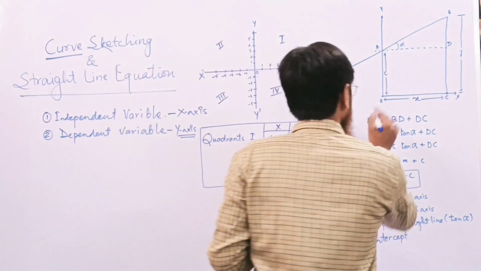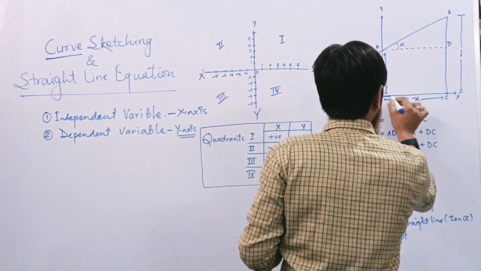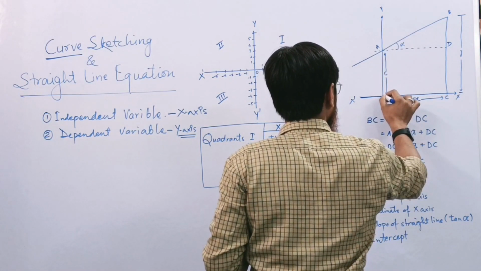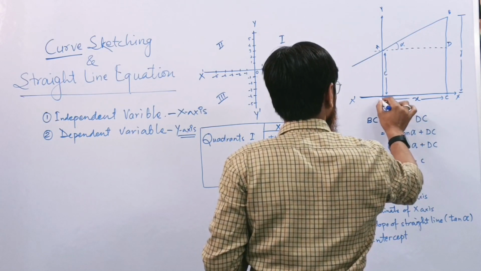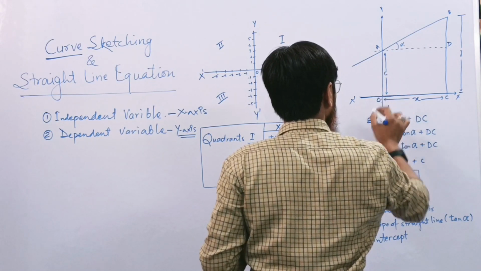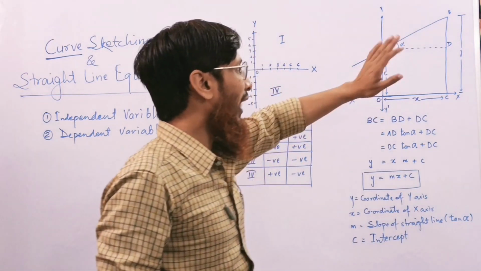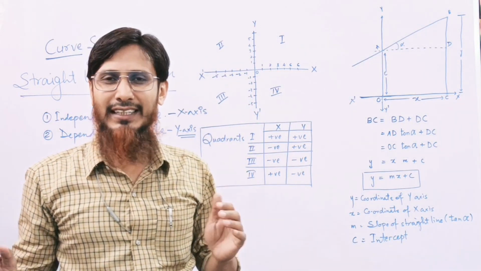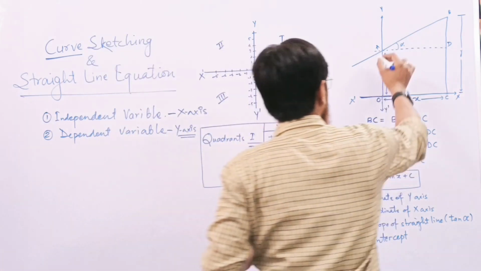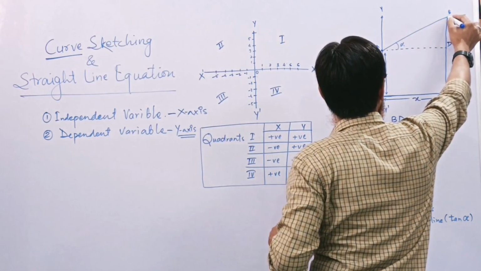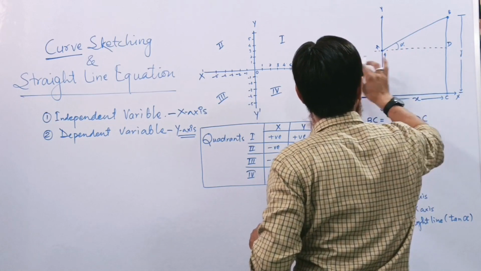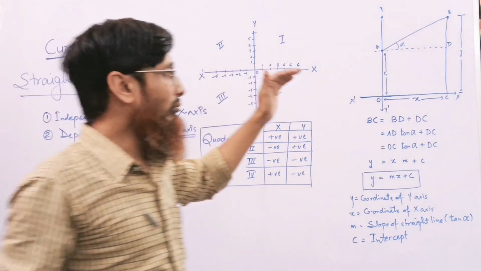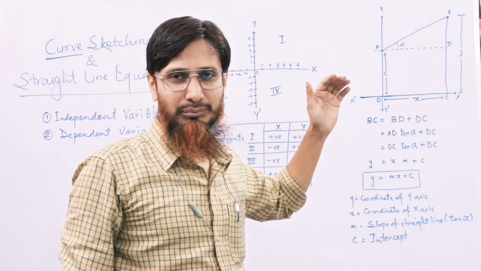In the axes, this is the XOX dash axis, and this is the YOY dash axis. This is the origin point O. And if we take a straight line between x and y, like A and B, this is the straight line for which we are to create a relationship.